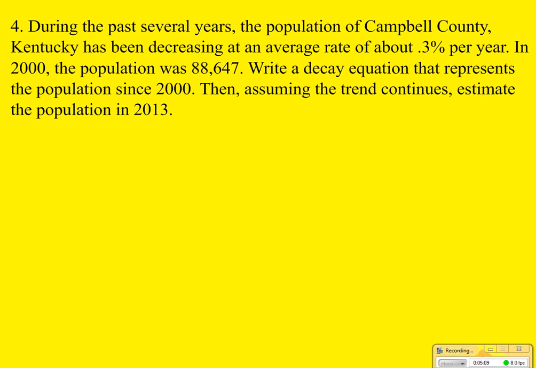All right, during the past several years, the population of Campbell County, Kentucky has been decreasing at an average rate of 0.3% per year. The 2000 population was 88,000. Write a decay equation that represents the population since 2000. Then figure out the population in 2013. So C is going to be 88,647. My rate of decay here is 0.3%, which as a decimal is 0.003.